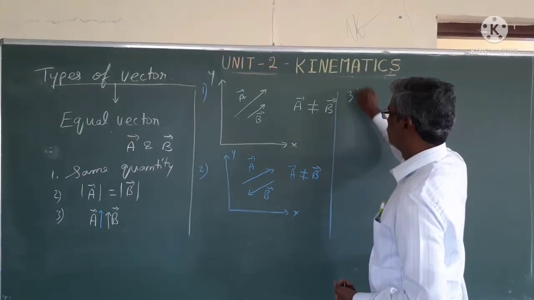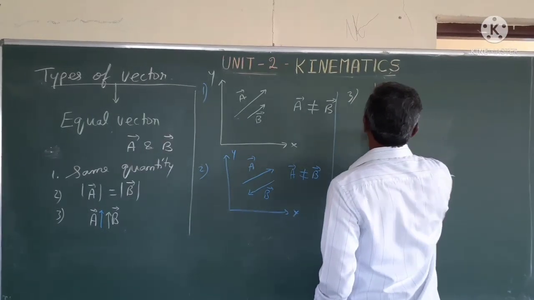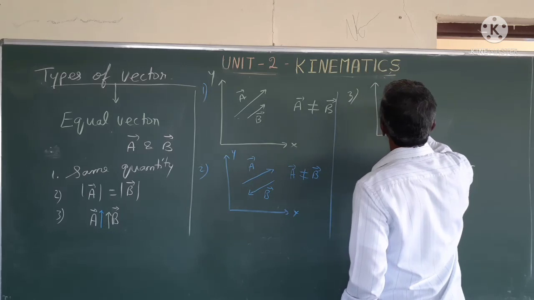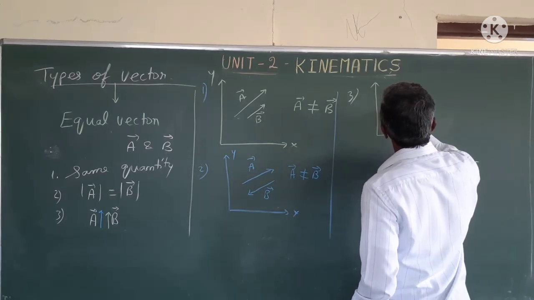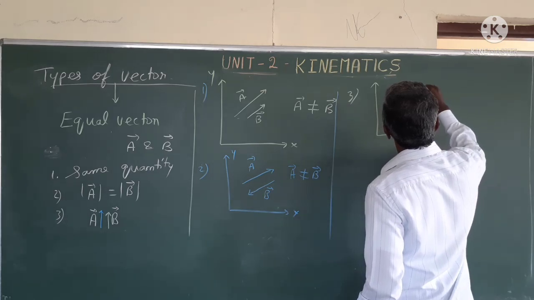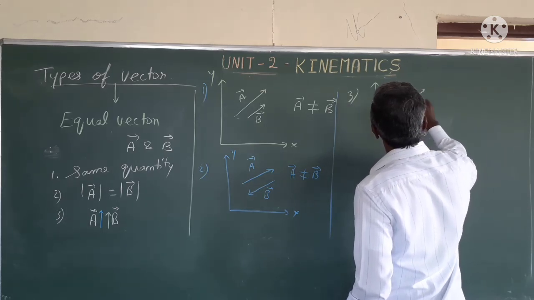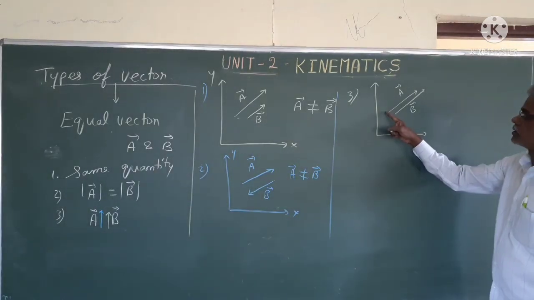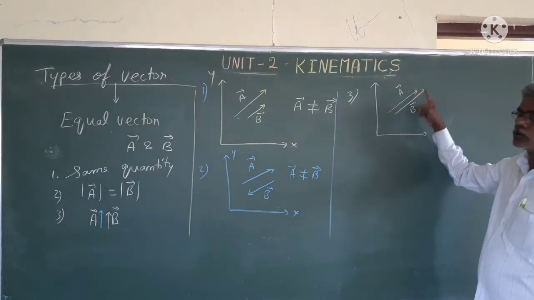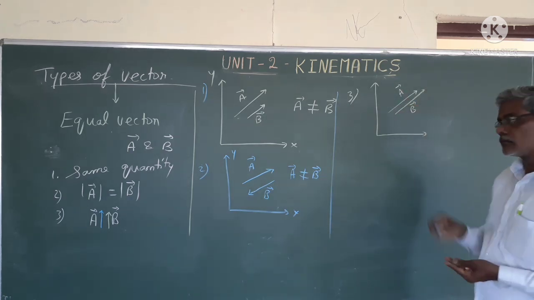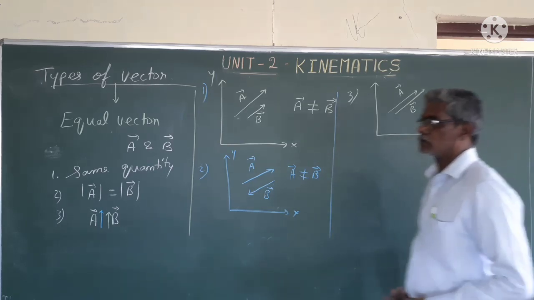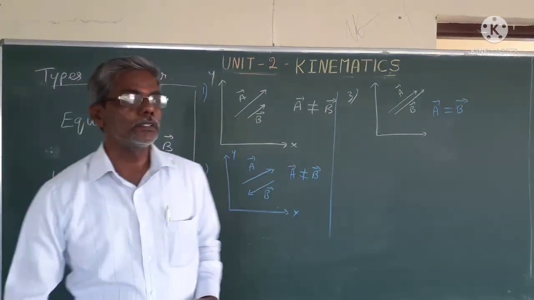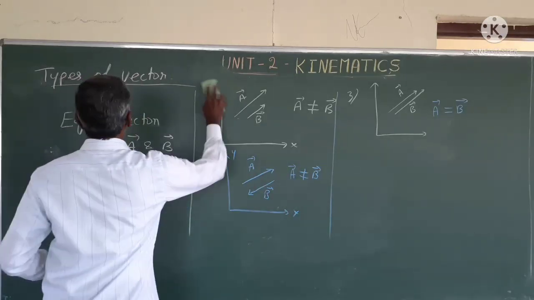Next, another example. Now you see, this is of 5 units, and this also is 5 units. Now whether they are equal, so here A vector is equal to B vector. These are some examples of equal vectors.